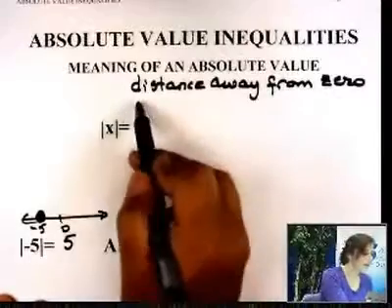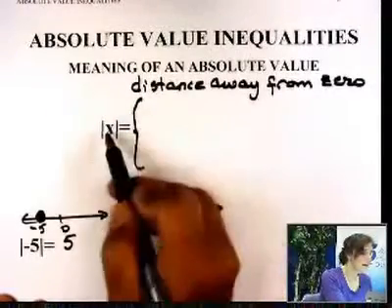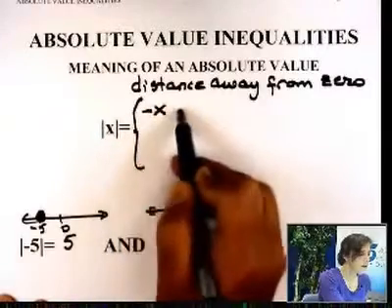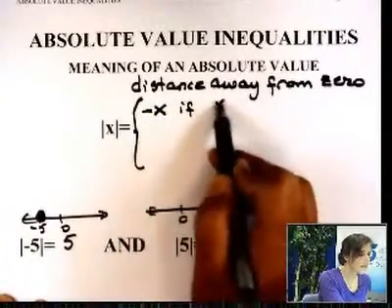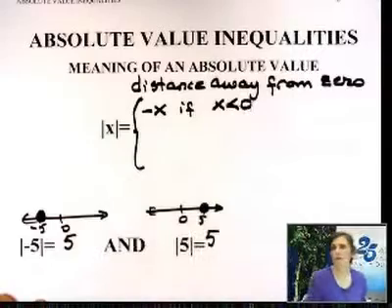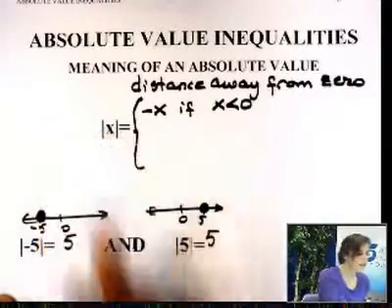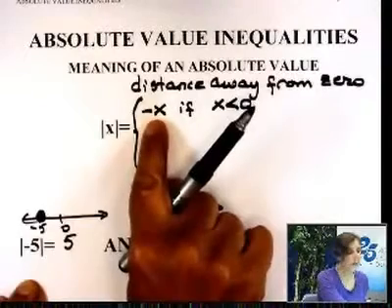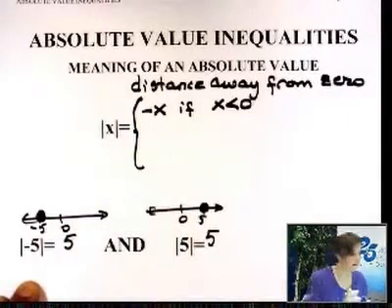This is how I write it. Braces. The absolute value of x is -x if x is negative. What does that mean? If this is -5, you put a -5 in front of that, it makes it a +5 and it gives you a positive answer.